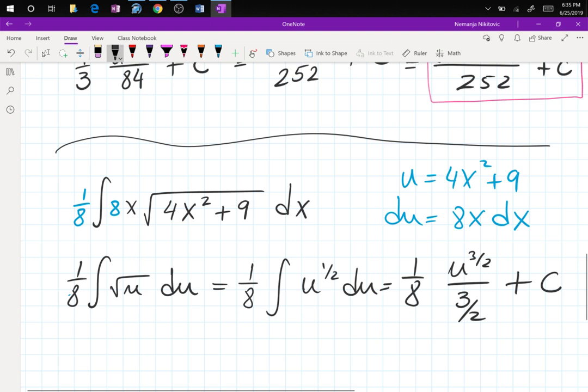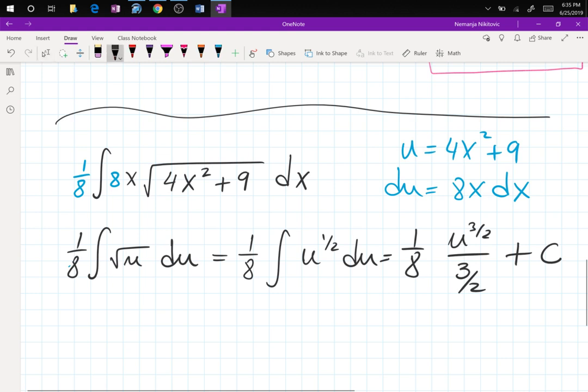Now, we fix our double fraction here, so 8 cancels 2. And we just have, there will be a 4 there, so 4 times 3 is 12. So this works out to be u to the 3/2 over 12 plus c. Are we done? No. We have to go back to x domain.